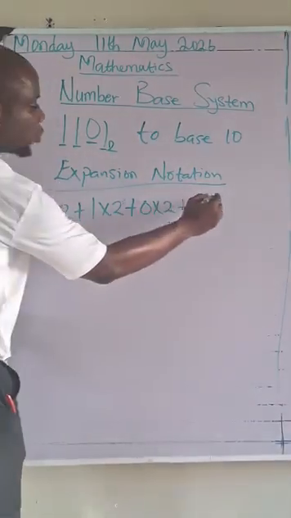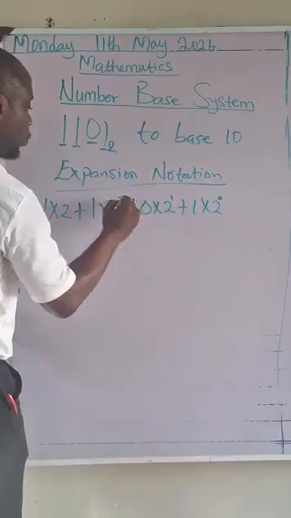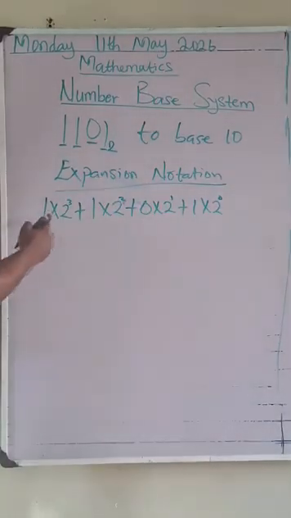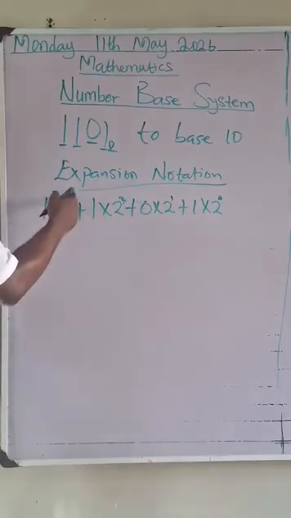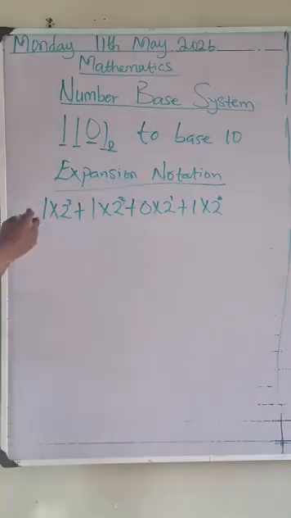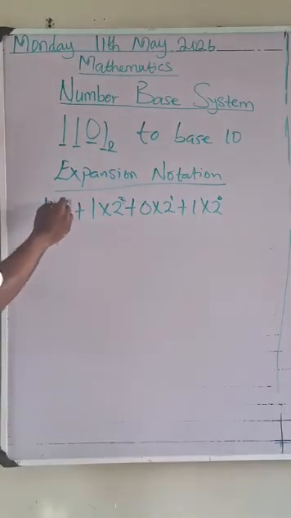What do you do now? Go to the power, 0, 1, 2, and 3. Are we together now? The next thing you need to do is evaluate this one, clear this one, so you can have a common term. This is called 1 times 2 raised to power 3.